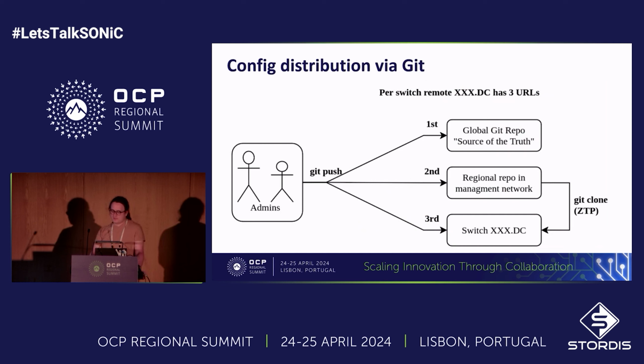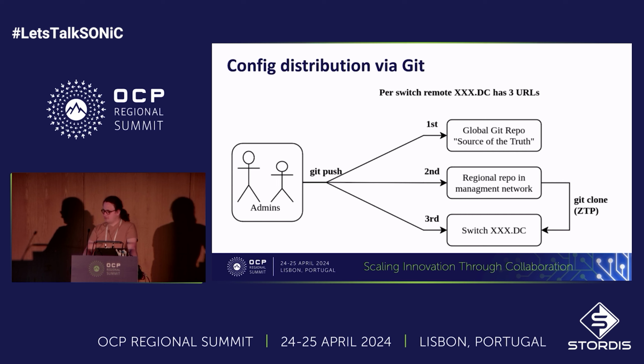And then we go to the distribution part. You can use, of course, Ansible or other tools to distribute. We made that even simpler. We use Git, and we use the feature of remotes. Each switch in our infrastructure has its own remote, and each remote has 3 URLs.